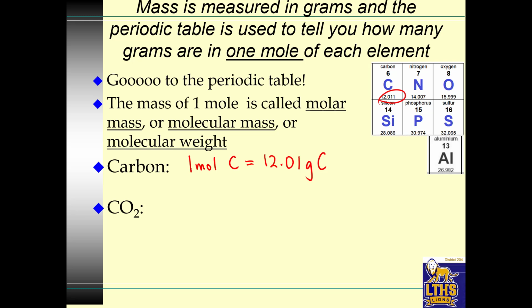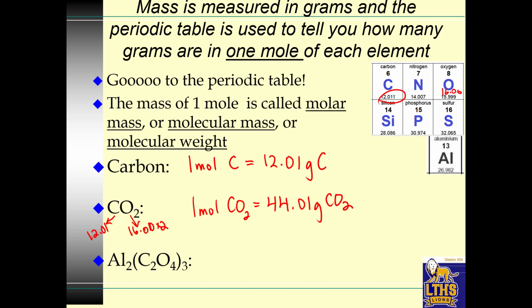How much does 1 mole of carbon dioxide weigh? Well, I found out that 1 mole of carbon is 12.01 grams. 1 mole of oxygen is 16.00 grams, but there's 2 of them in there. So 1 mole of carbon dioxide weighs 44.01 grams. Okay, where did I get these numbers? There's carbon and there's oxygen. And I used 2 decimal places so it's rounded.